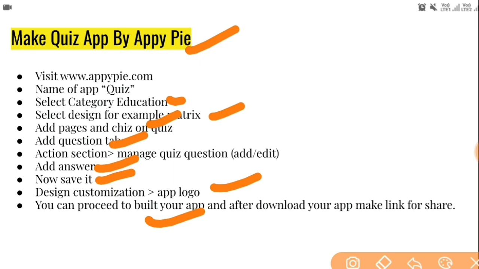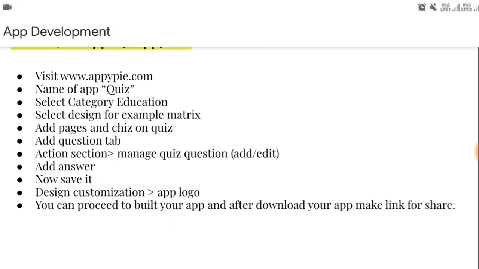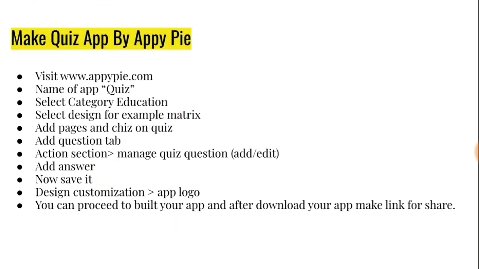If you have the Play Store, you can go and write in the search box AppyPie, and there you can find the AppyPie app. On that app you can also create your own apps. So this is how you can create your own apps.